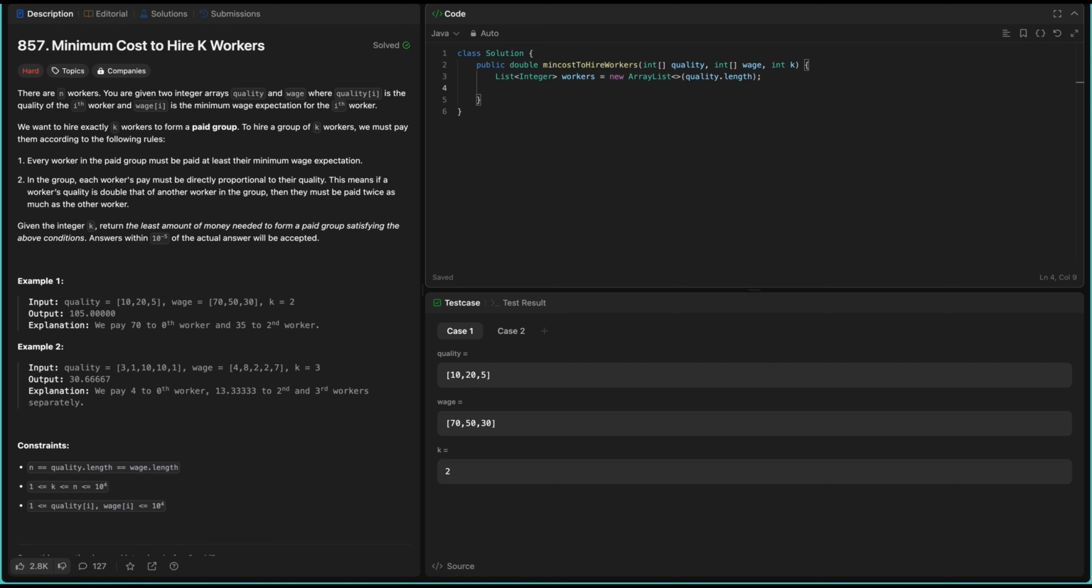And now I will just loop onto these workers, and add quality to it. Sorry, add the indices of the workers to it. So we can say workers dot add i. That's it. Or what I can also do is int i equal to 0, oh sorry, quality dot length, for example.